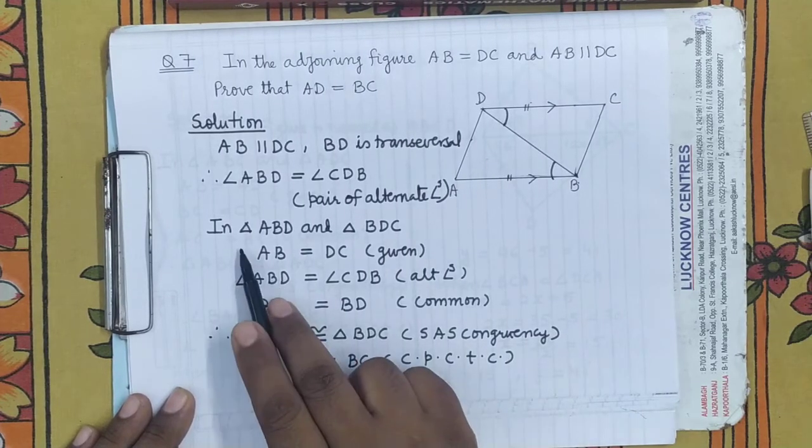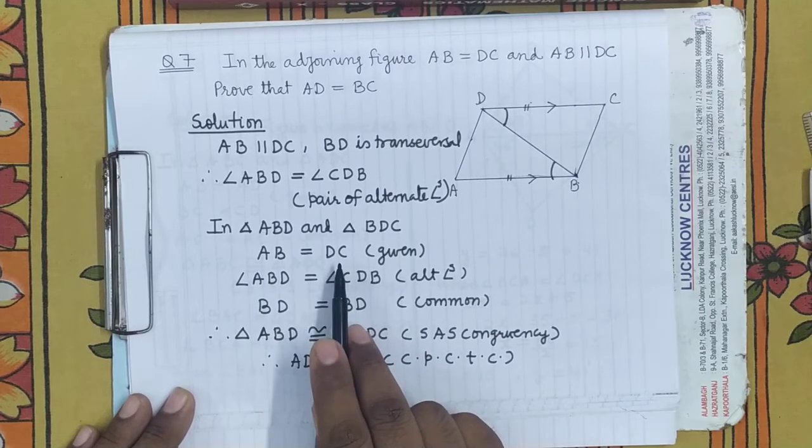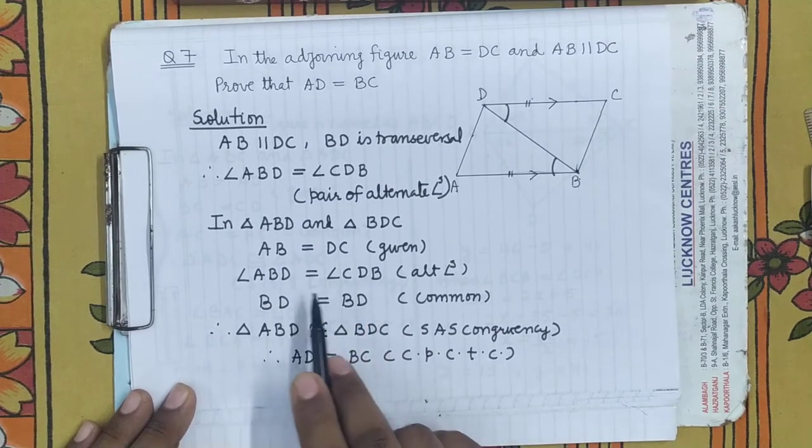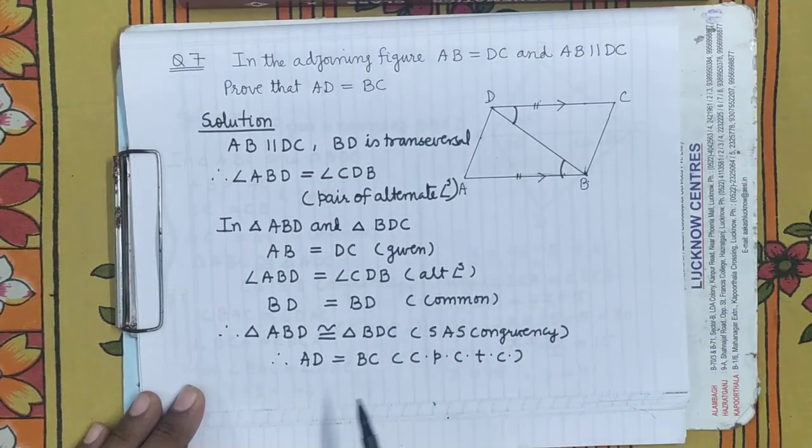So now you write down: in triangle ABD and triangle BDC, AB equals DC. Angle ABD equals angle CDB. This equals this by alternate angles, and BD equals BD, common.